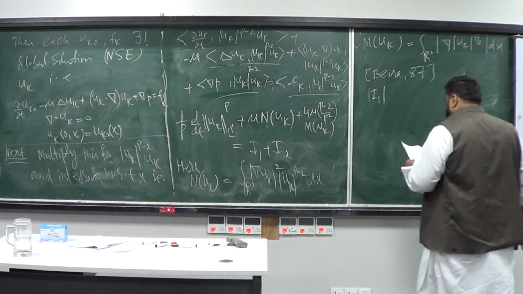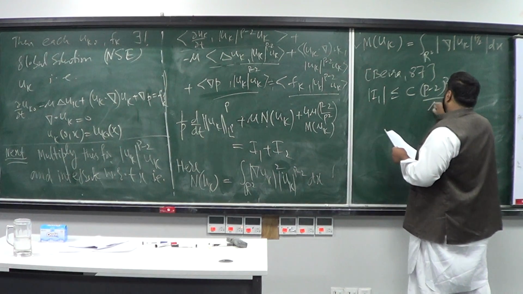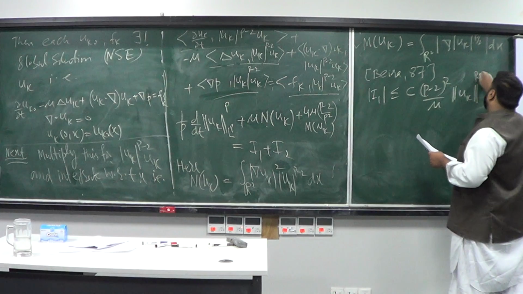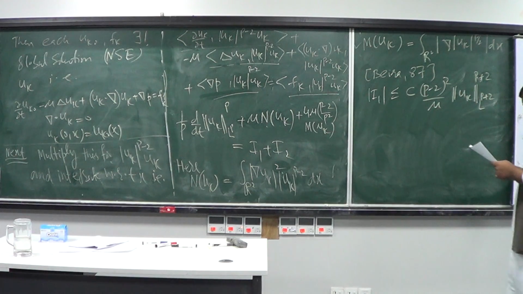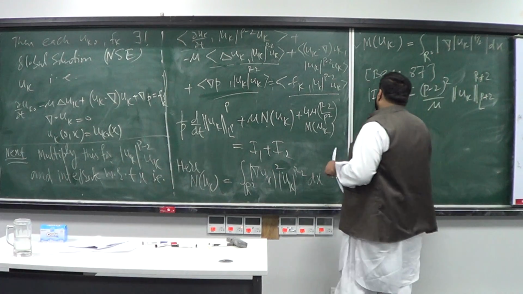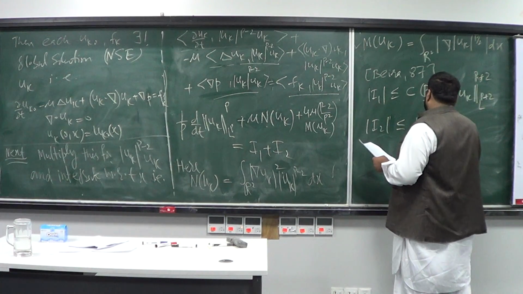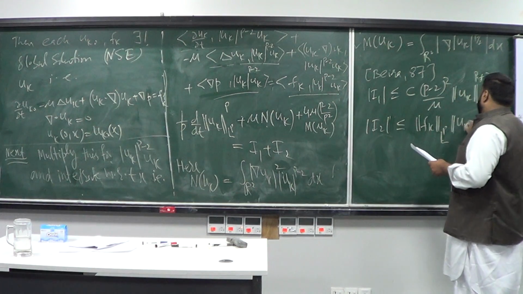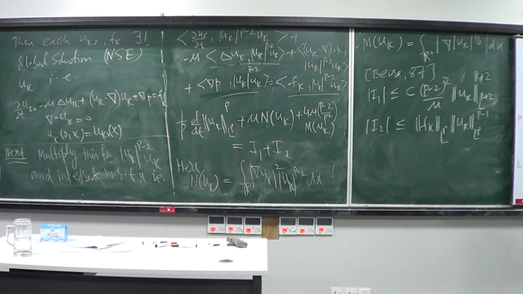So I1 can be estimated by a constant c, p minus 2 square over mu, and the LP plus 2 norm of UK power p plus 2. And the estimate for I2 goes like the LP norm of Fk times the LP norm of UK raised to p minus 1. Okay, these are the two things.